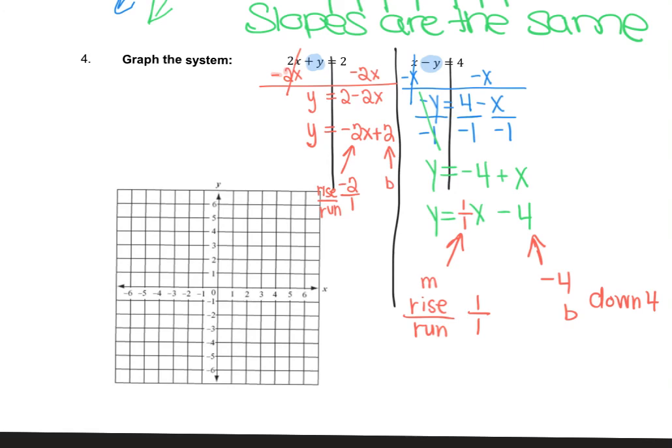So if I graph this first one, I have +2 and then down 2 over 1. So I'm starting up 2, and then I go down 2 over 1, down 2 over 1, down 2 over 1. And if I wanted to go up 2, I could go back 1, up 2, back 1, and now I've pretty much run out of graph paper.